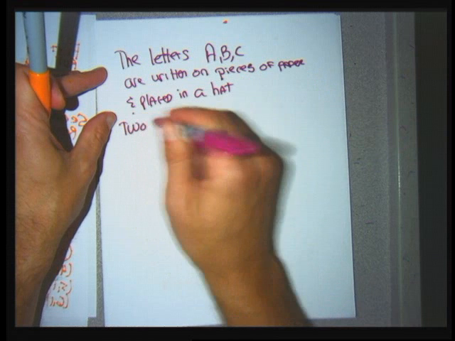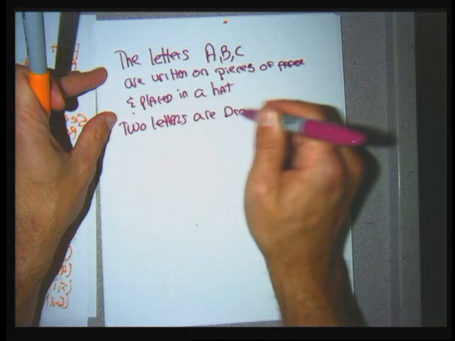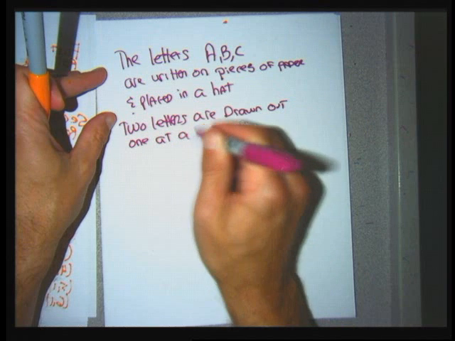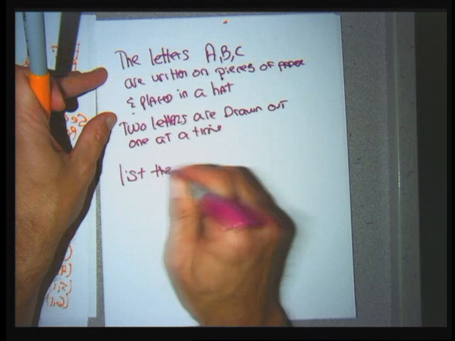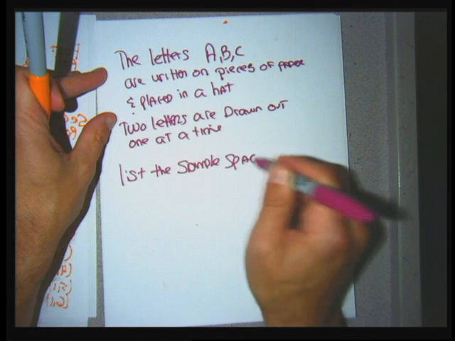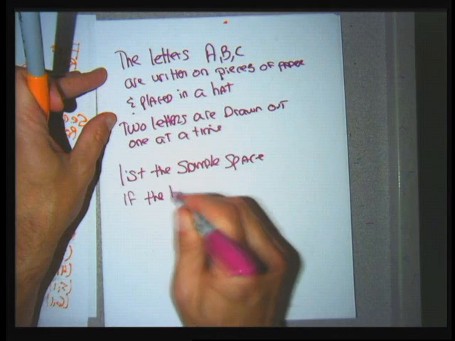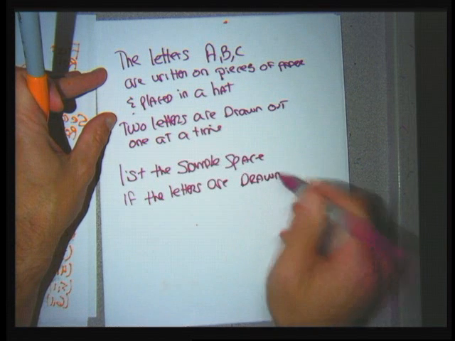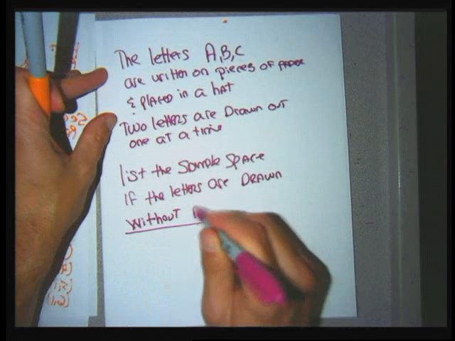Two letters are drawn out one at a time. List the sample space. And then I'm going to put a word that the author uses a lot. If the letters are drawn, I'll say without replacement. And this is the key word here.